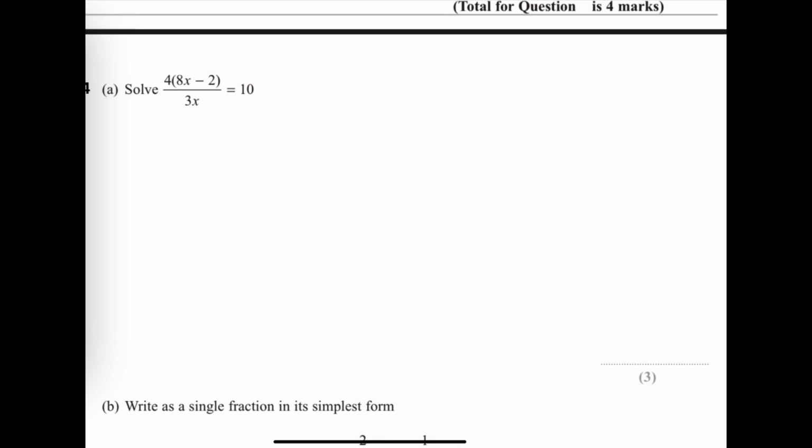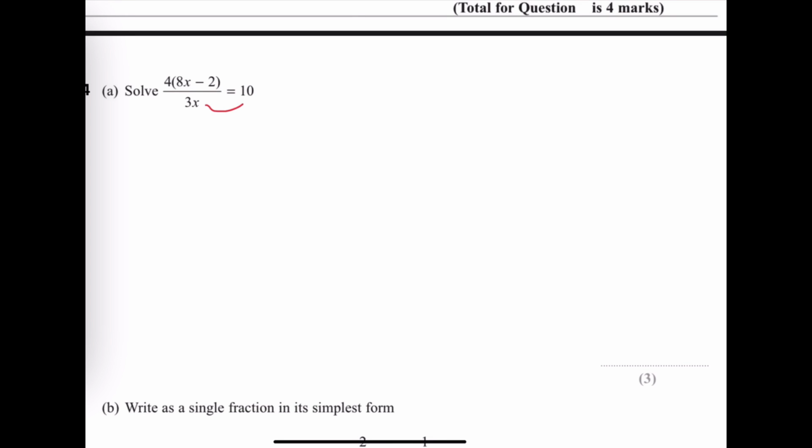Solve 4 times (8x minus 2), and this is over 3x equals 10. So first we're going to move the 3x to the other side. We try to get rid of fractions as soon as possible because they're always such a hassle. Because it is division on one side, we just put it on the other side as multiplication. So 3x times 10 is just 30x.